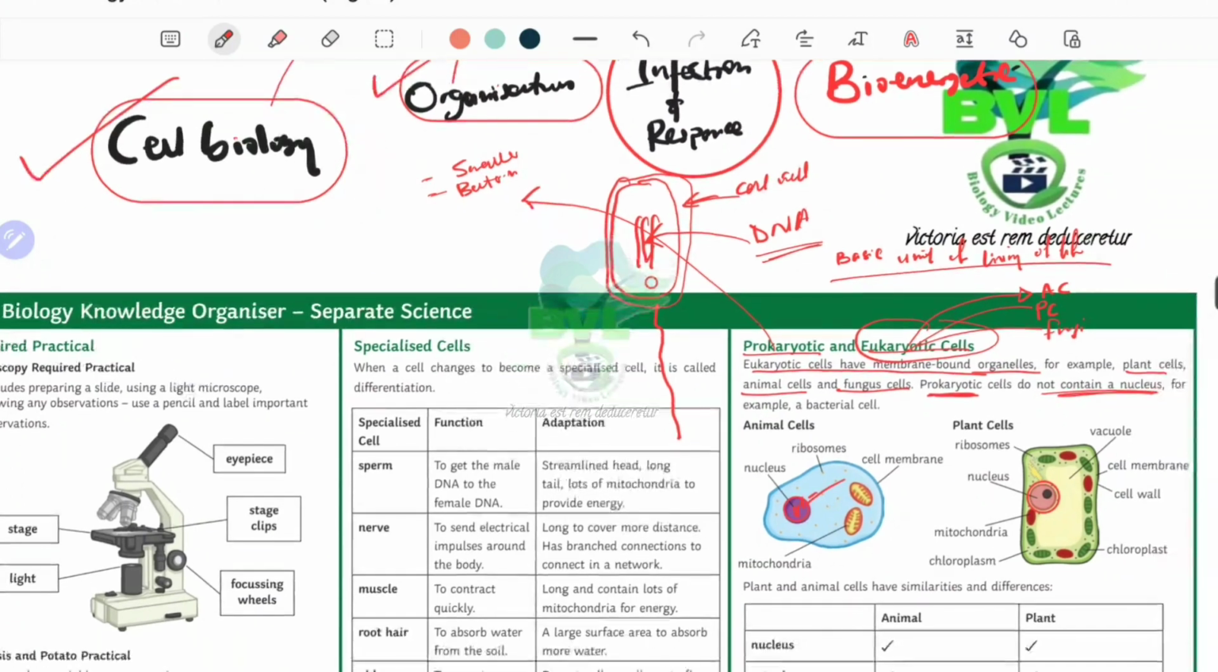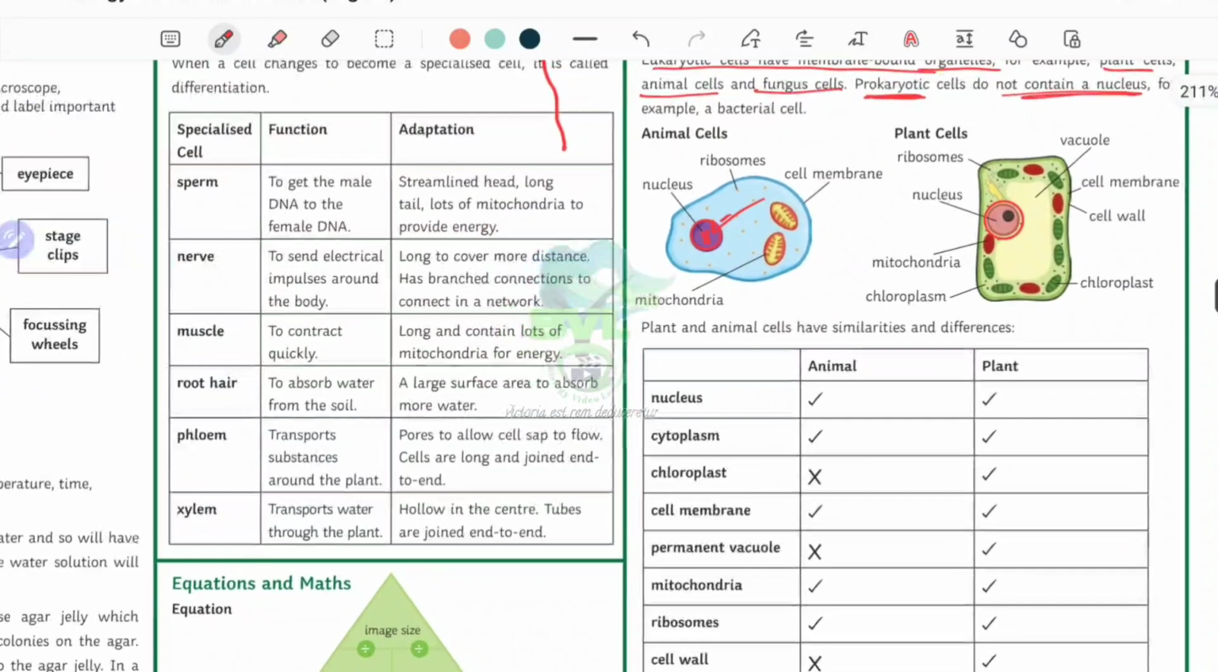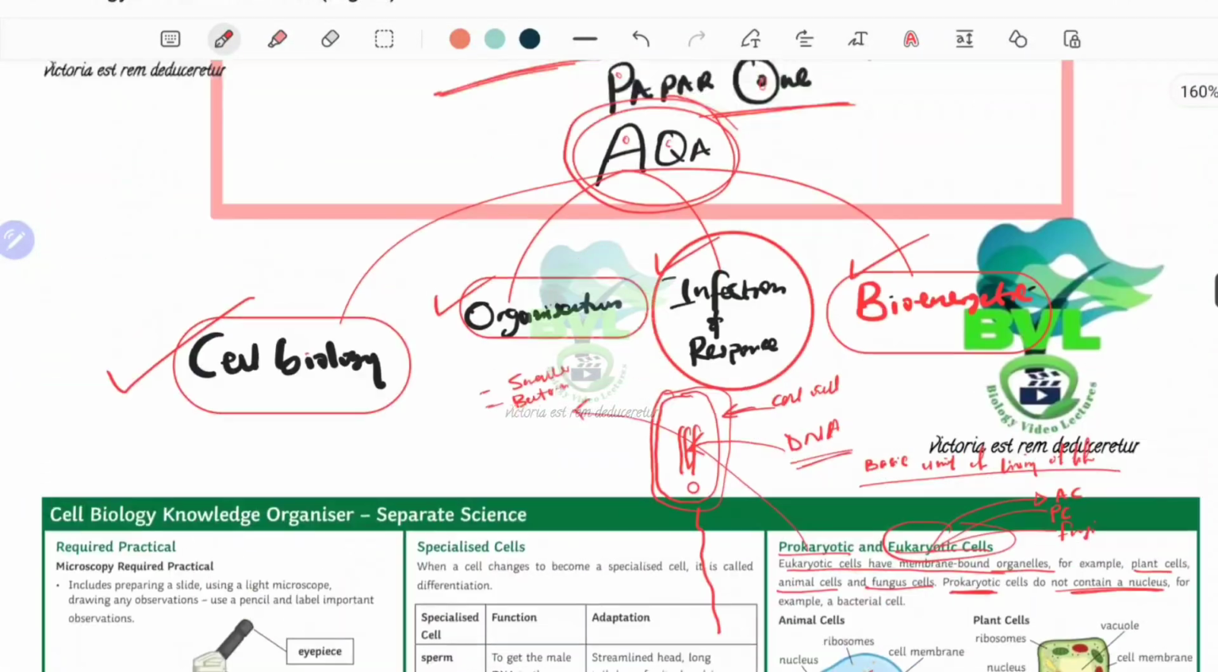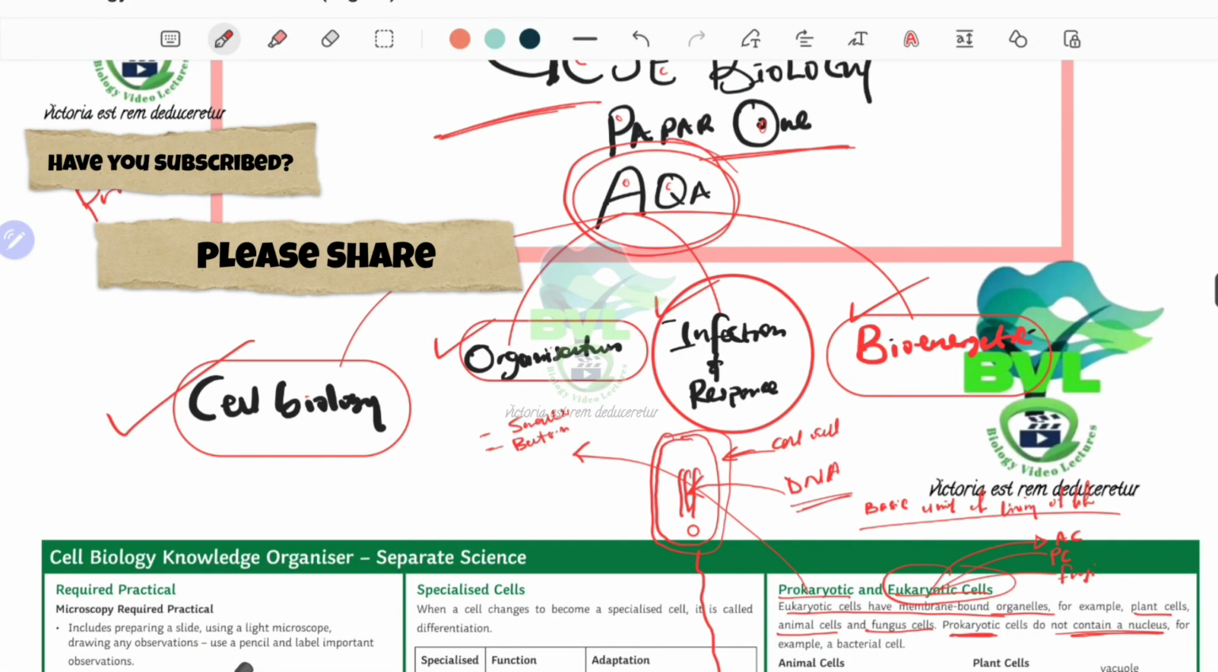Now, before I leave that, I want you to know that all cells, whether prokaryotes or eukaryotes, have the following in common. What are those? They all have a cell membrane. They all have genetic material. They all have cytoplasm. They all have ribosomes. Now, let me call your attention to something on the screen.